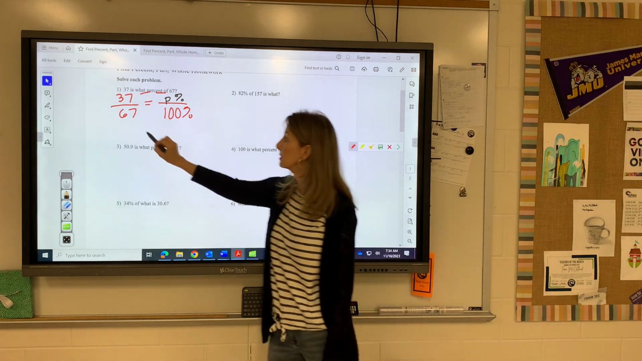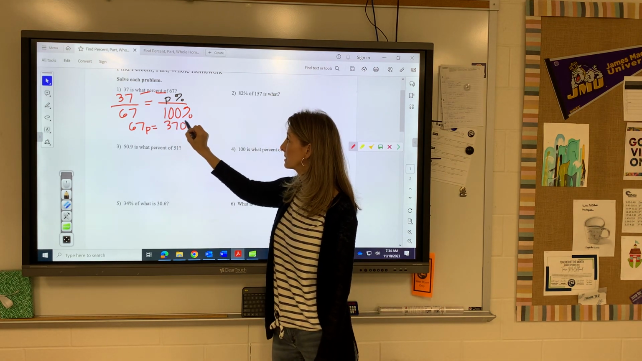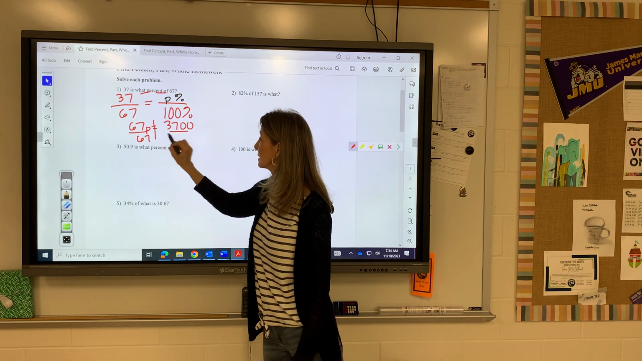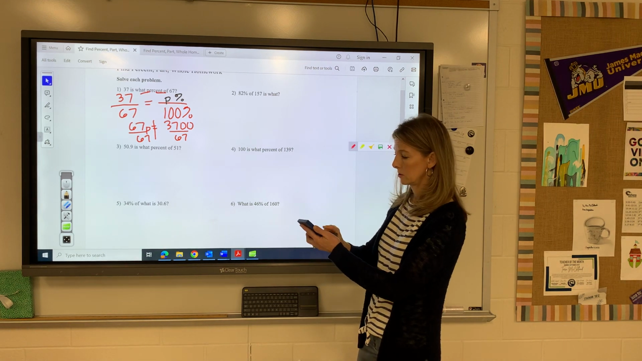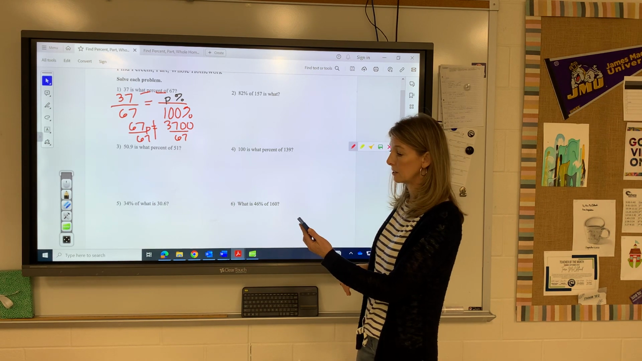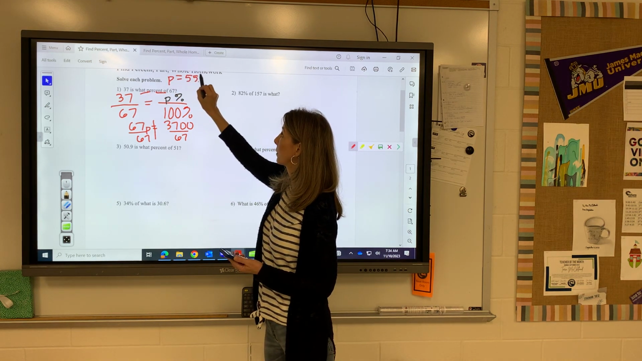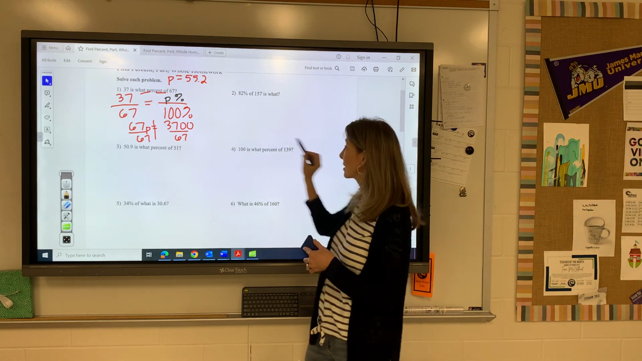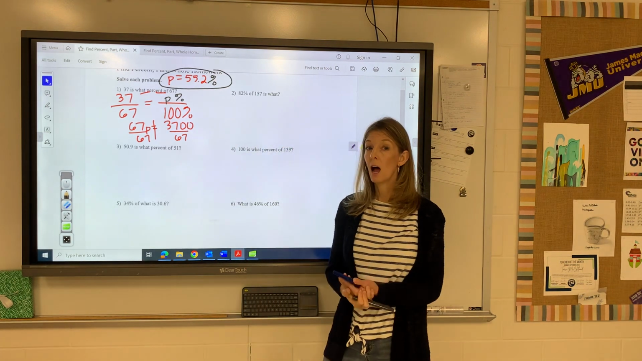Cross multiply here. 67p equals 3,700. Divide both sides by 67. I need to use a calculator here. Let's see what we get. So 3,700 divided by 67, and we get 55.2. P equals 55.2. Now remember, we're looking for percent, so do not leave your answer like this. That would be wrong. We've got to come in and add that percent sign.